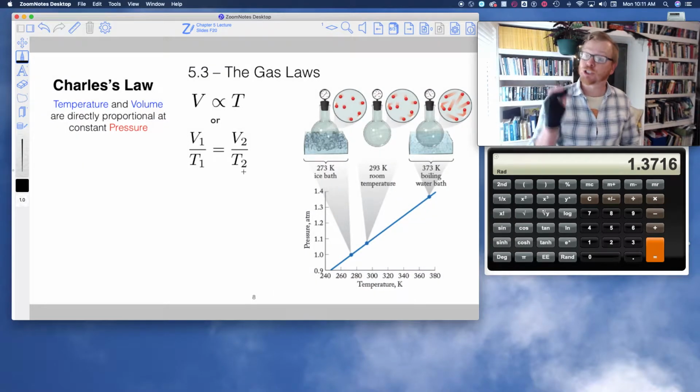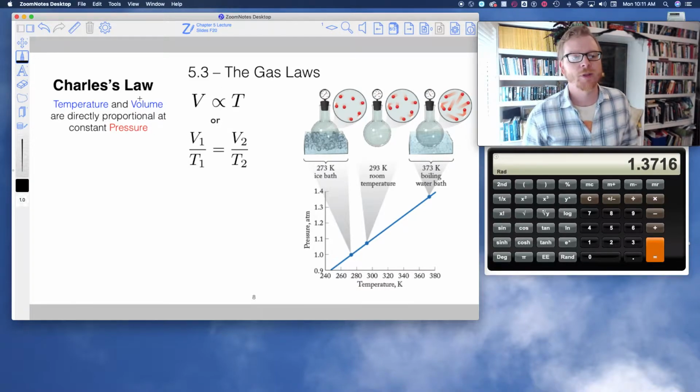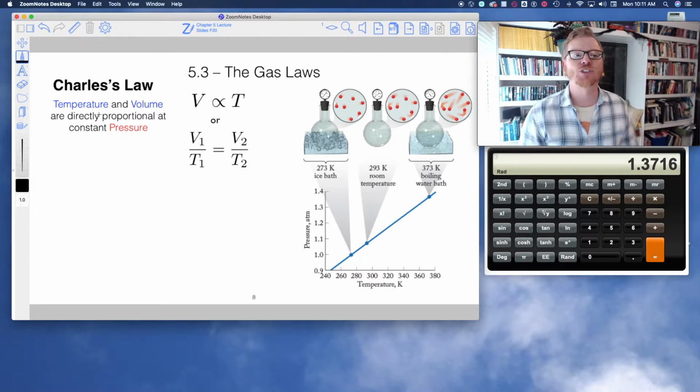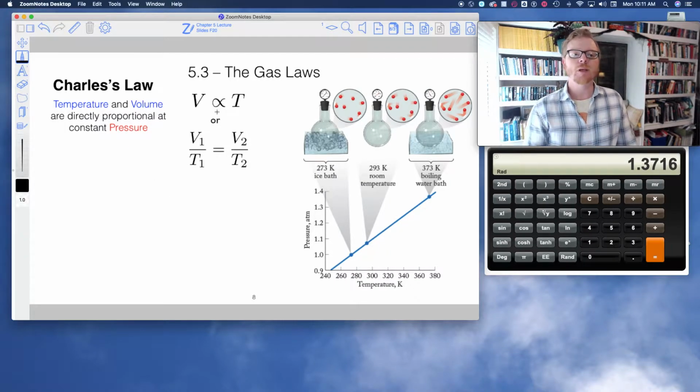And let's talk about Charles' Law. So, another one of our named laws. I want you to know the name, and I want you to know the relationship. Charles' Law says temperature and volume are directly proportional, but this time at constant pressure. Again, I always want to call it the little Jesus fish, but it's the proportionality sign. Volume is proportional to temperature.